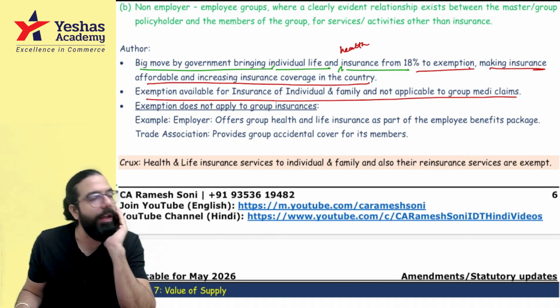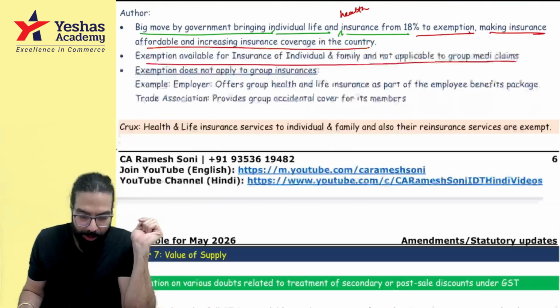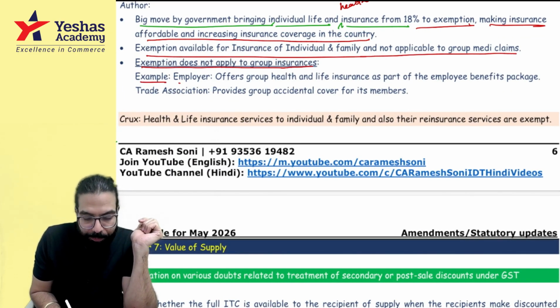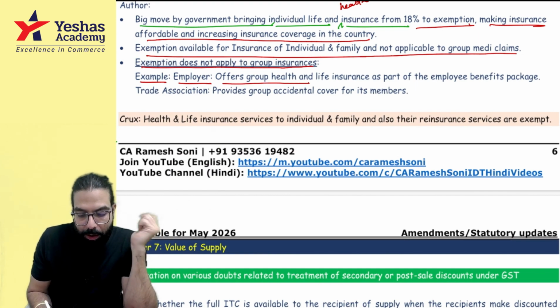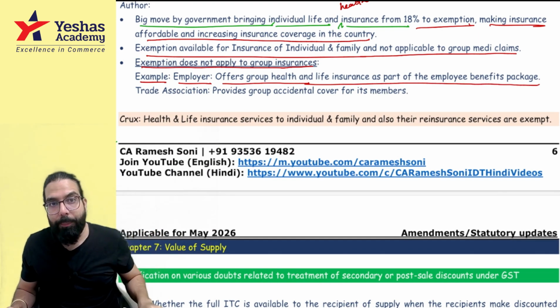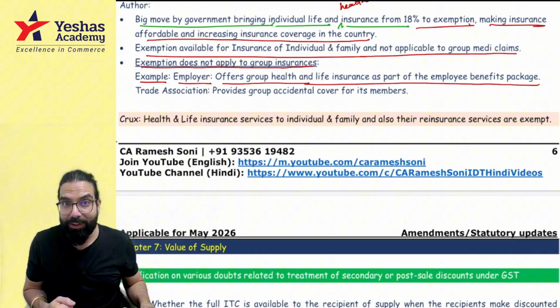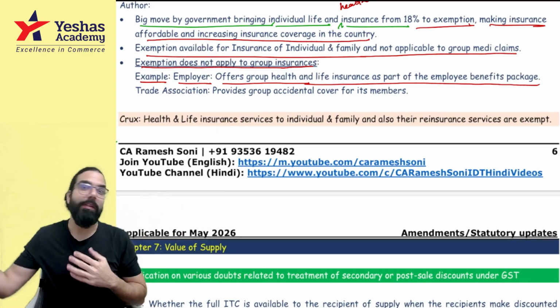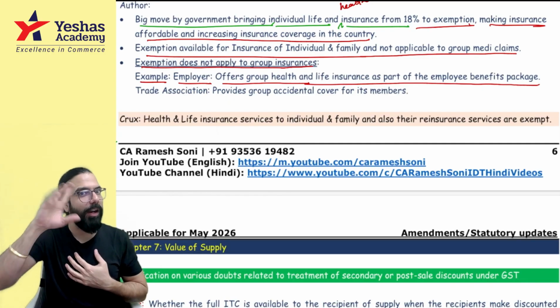Basically, they are telling us that for a group, they will not give any insurance exemption. Exemption does not apply. Example: an employer offering group health insurance and life insurance as part of employee benefit. So for all my employees, I take life insurance and health insurance. For a group, I will not get any exemption, which means the life insurance and health insurance company will charge me GST.